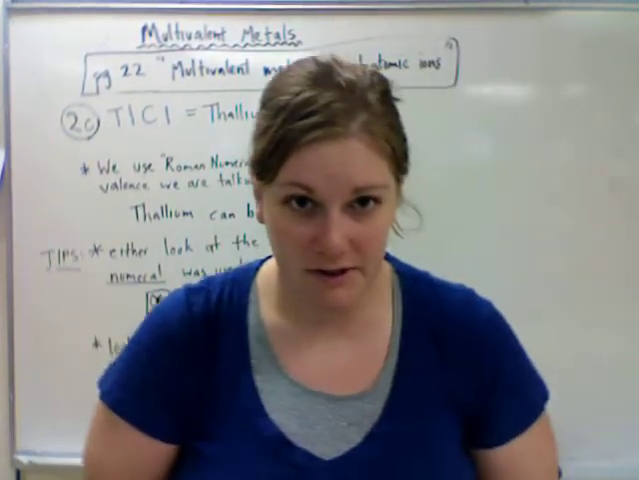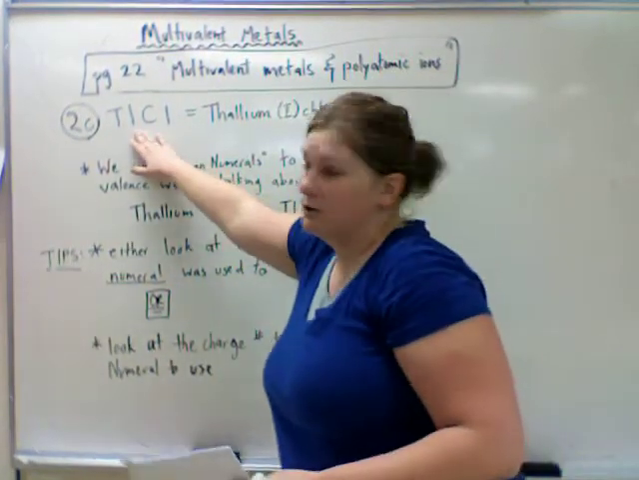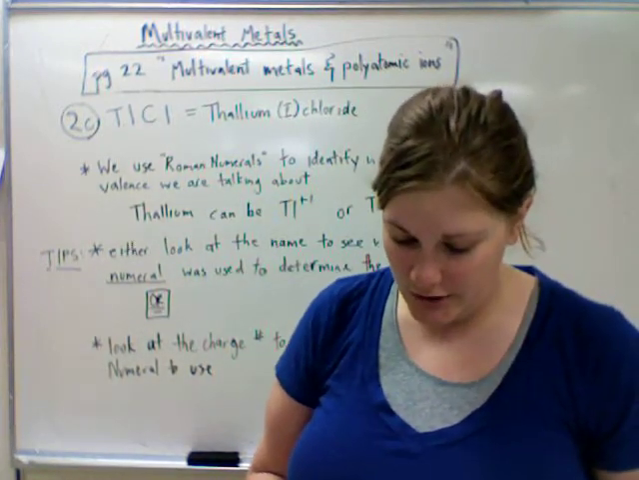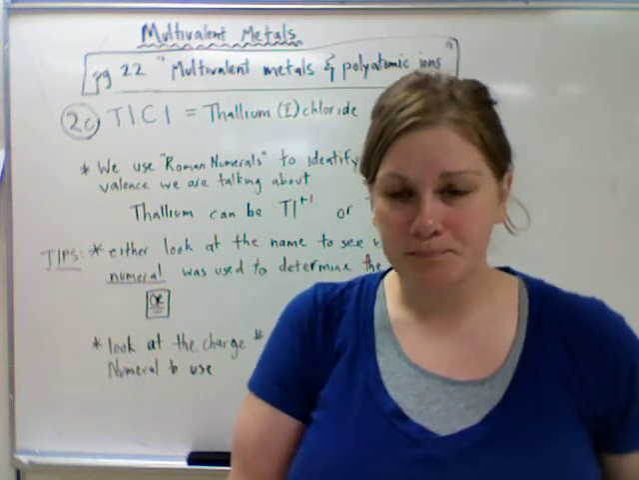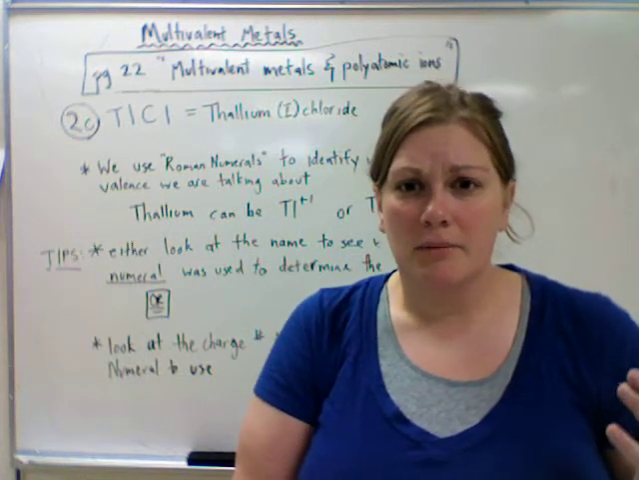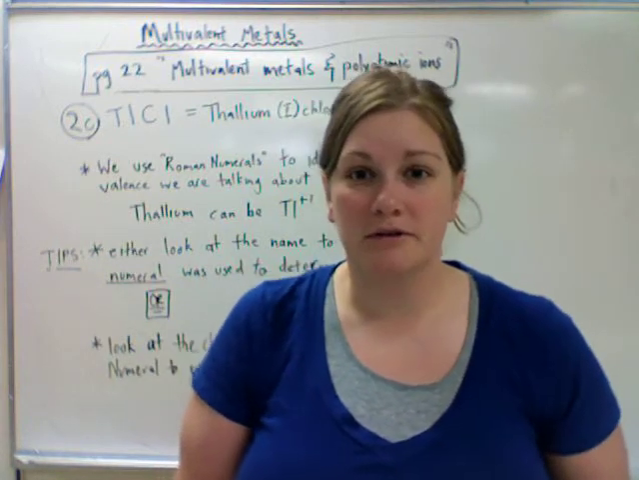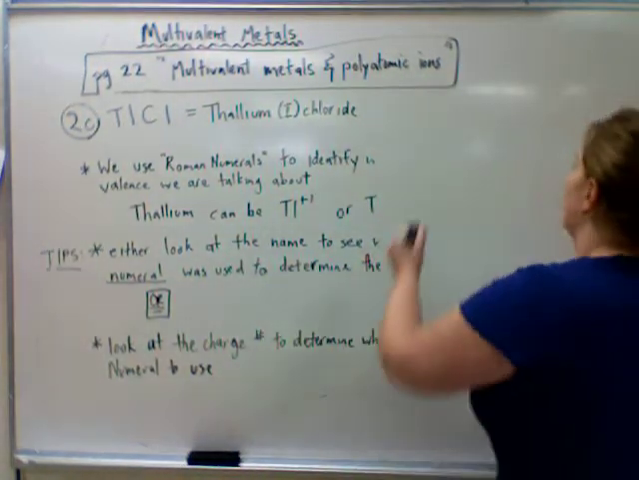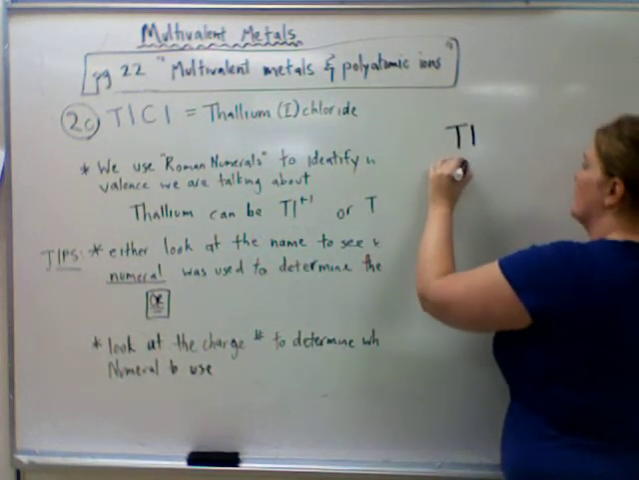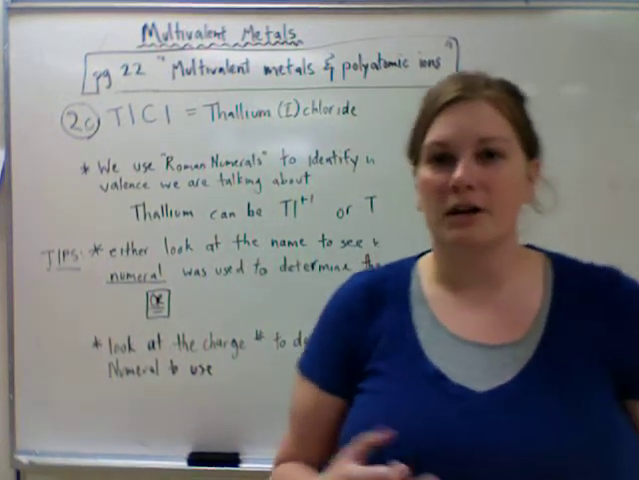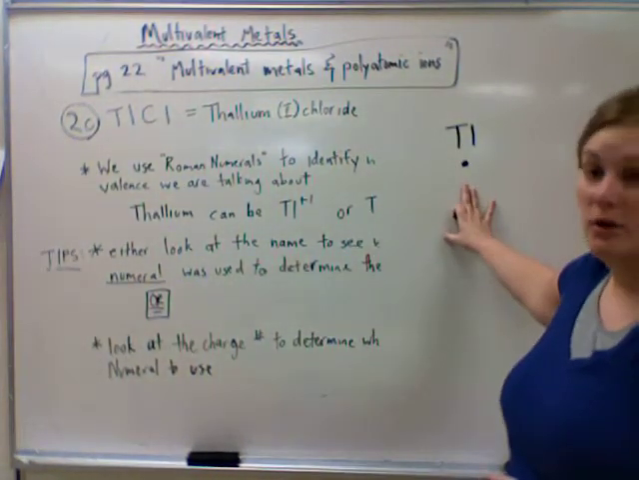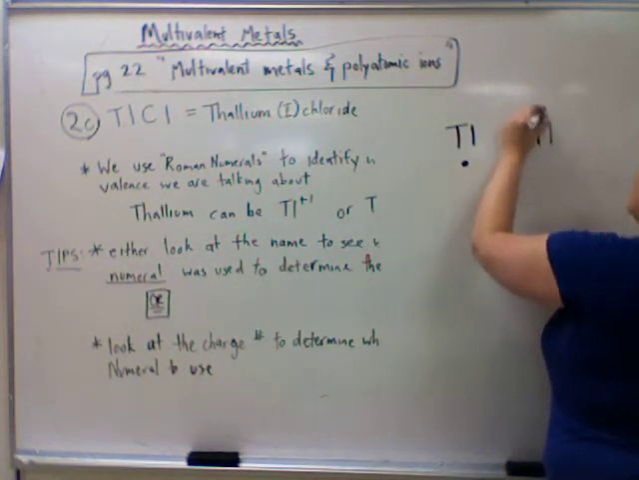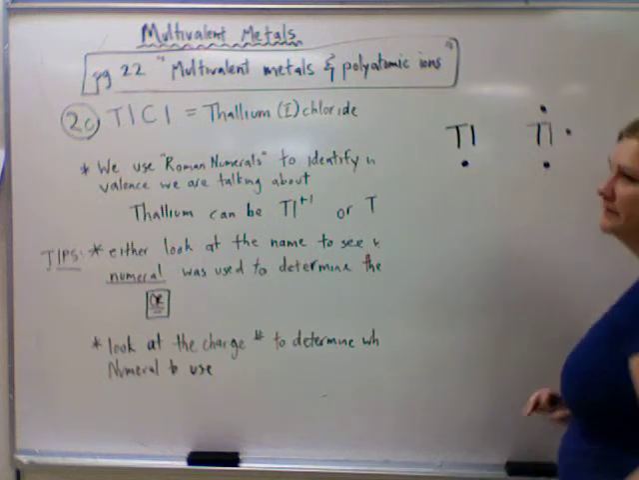So we're using thallium and chlorine together as an example. Thallium is number 81 on your periodic table, and it has a charge option of +1 or +3. That means that thallium can react two ways with different elements that it bonds with. If we were to draw a Lewis dot diagram, it could have one electron in its outer shell if it was thallium 1, or if it was thallium 3, it would have 3 electrons in its outer shell.